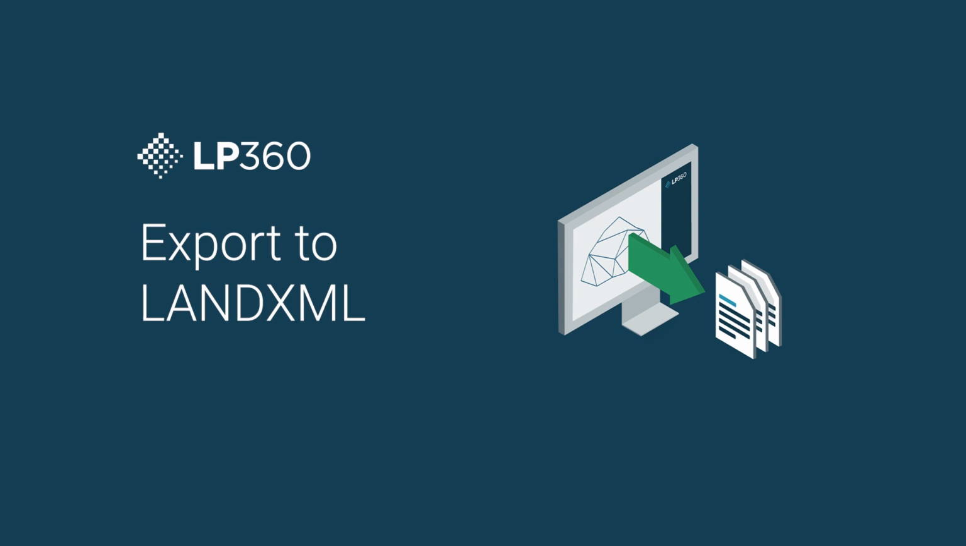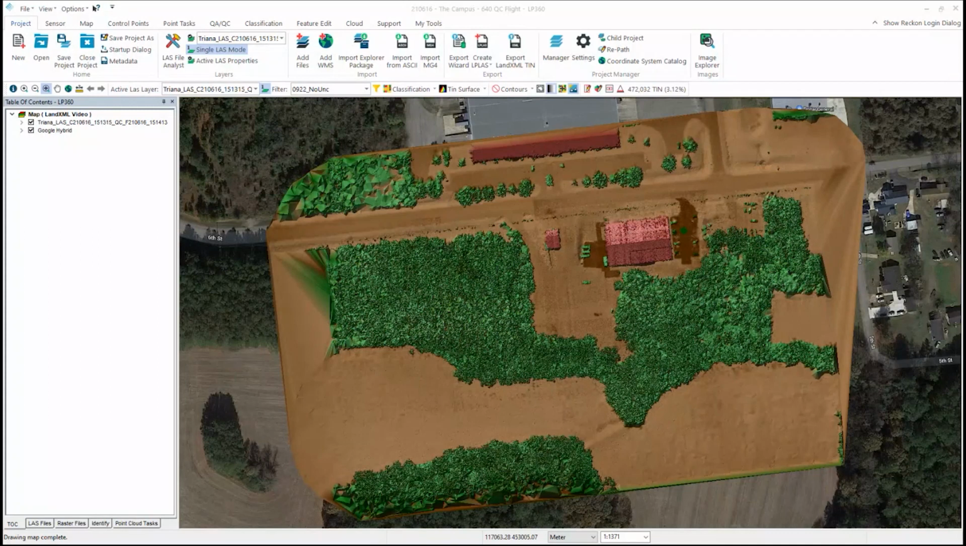One of the new tools in the latest release of LP360 in version 2023.3 is the ability to export a surface as a LandXML file. LandXML is a very common format that's used to transfer surface data into a downstream CAD workflow, Civil 3D, or similar packages. We have added the ability to create a LandXML from directly within LP360, and then you can push that downstream to your other software tools.